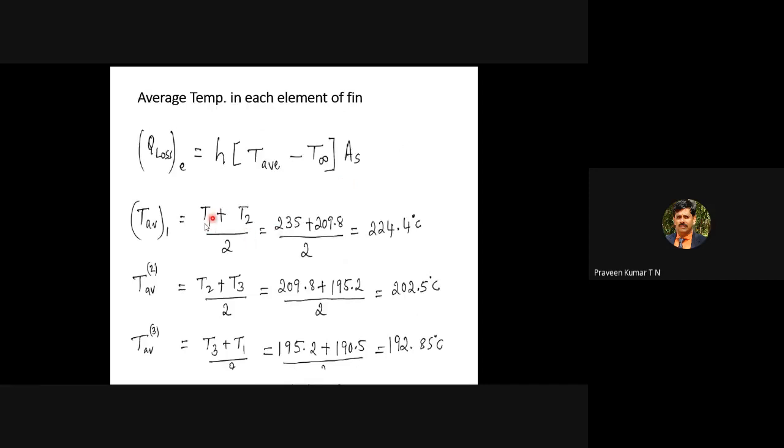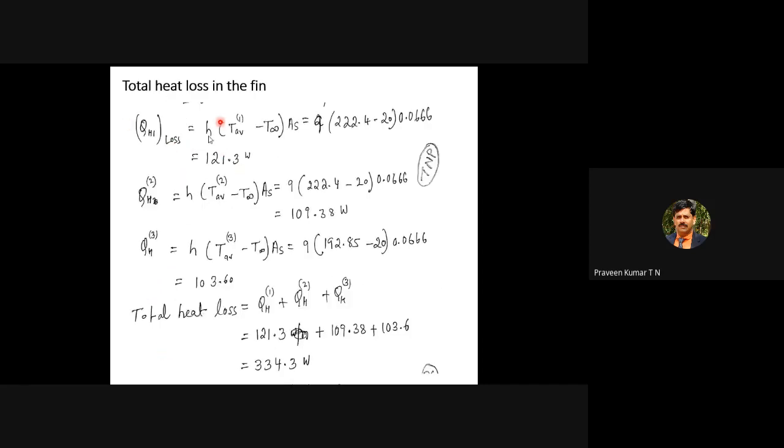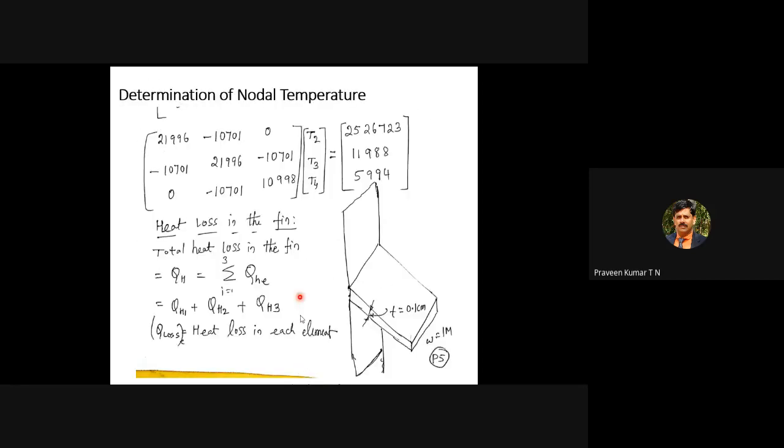Now you have to find the average element temperature of element 1, this is the average temperature of element 2, and this is the average temperature of element 3. After getting the average temperatures, you have to find the heat loss from element 1, the heat loss from element 2, and the heat loss from element 3, and the total heat loss by the fin is given by this equation.